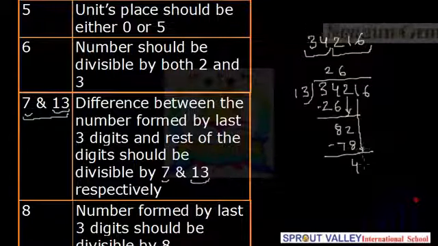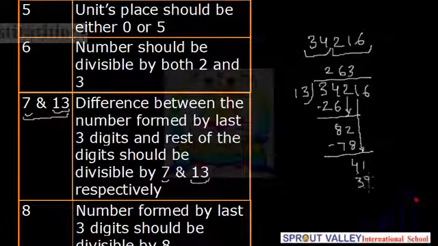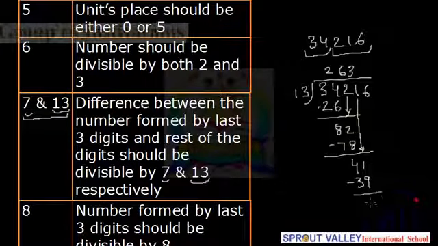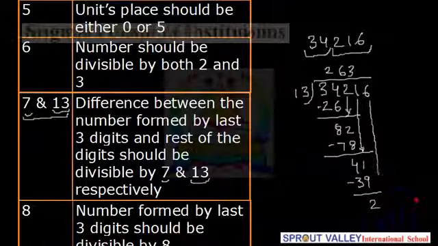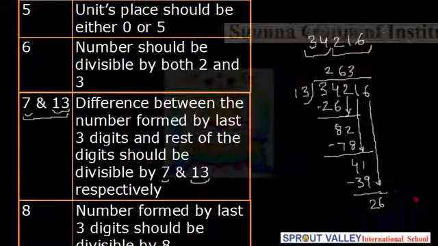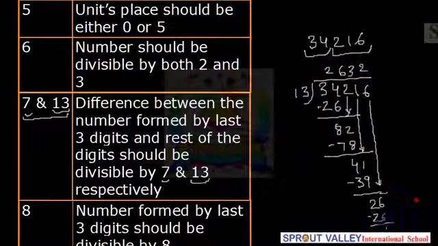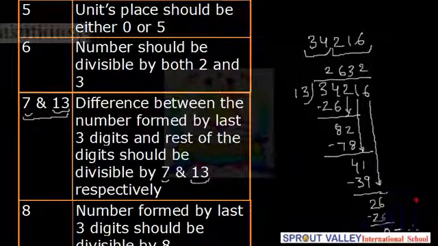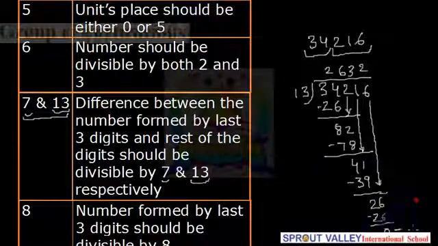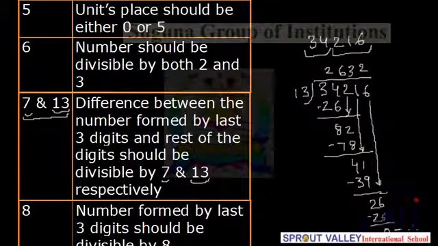Then I have to note this 1 down. 13 threes are 39. If I subtract, I'll get 2. And then if I note this 6 down, it becomes 26 and 13 twos are 26. 26 minus 26 is 0. Again, we have got remainder as 0. That means 34,216 is divisible by 13, right?